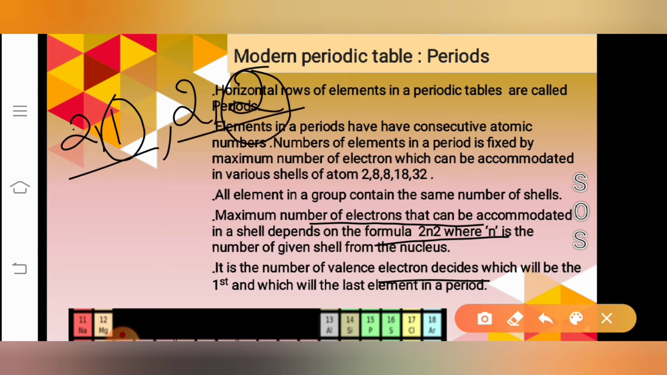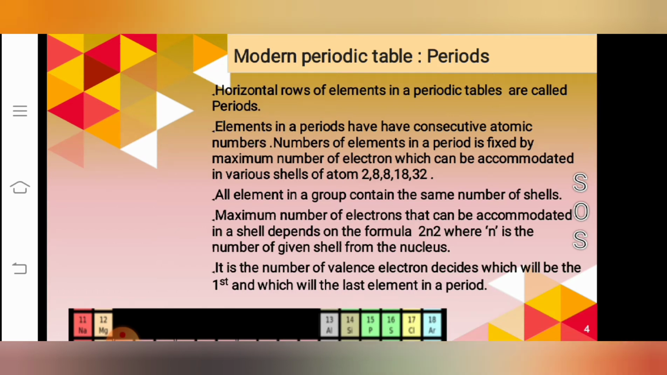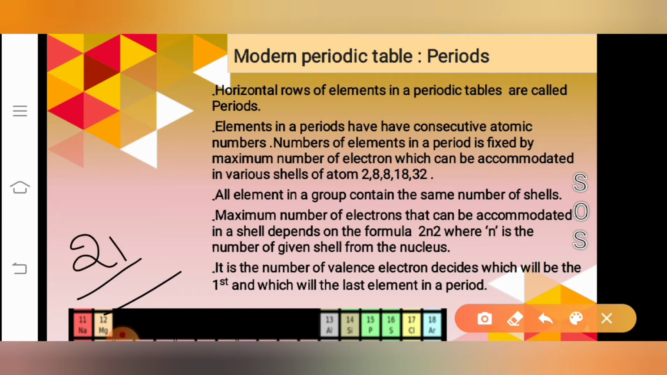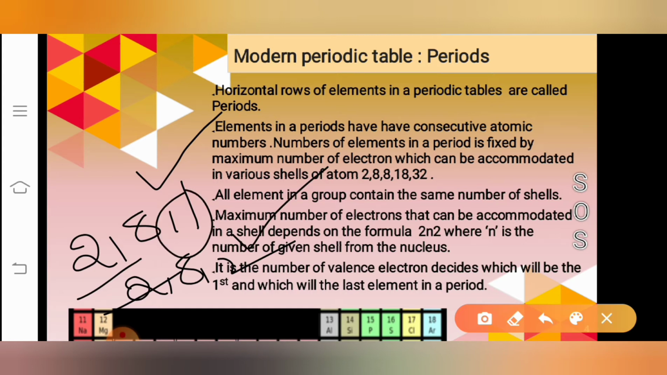It is the valence electron which decides which element has to be arranged first and which has to be next. If you look here, you can see sodium and magnesium. Sodium has 2, 8, 1, correct? And magnesium 2, 8, 2, correct? So sodium has to be arranged first, followed by magnesium, because the valence electron of sodium is 1 and that of magnesium is 2.